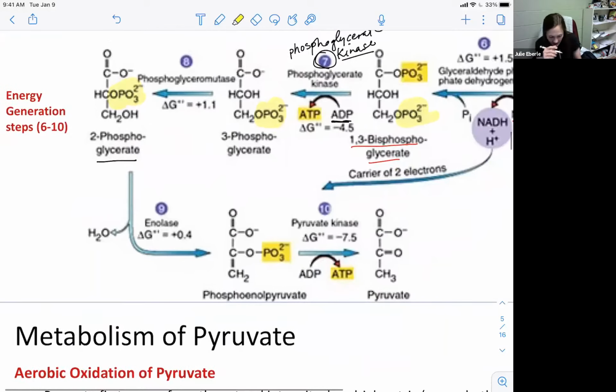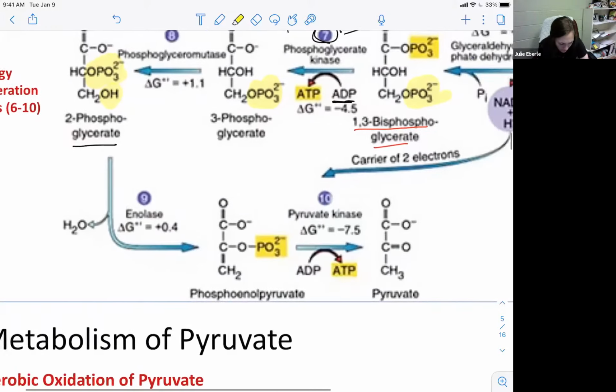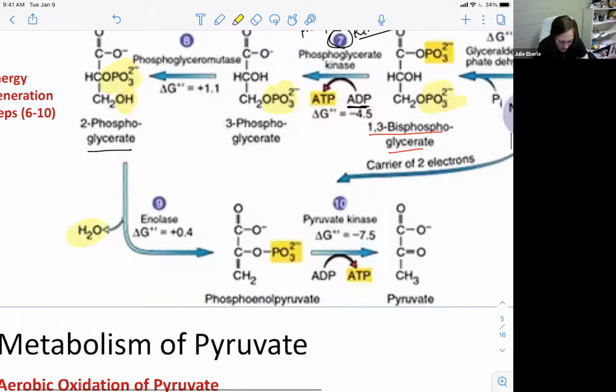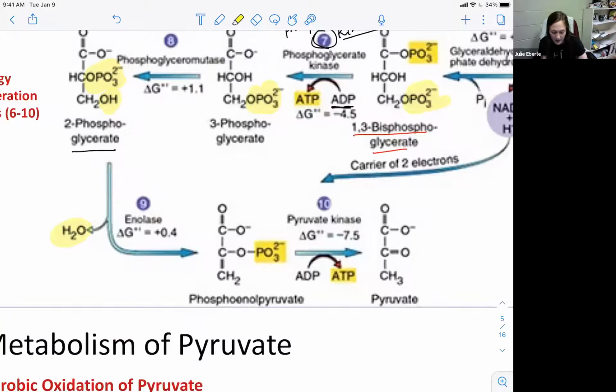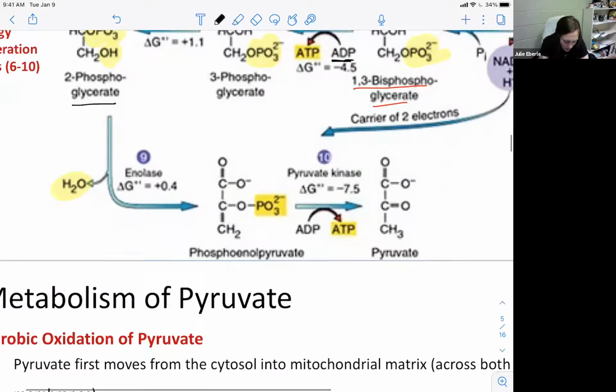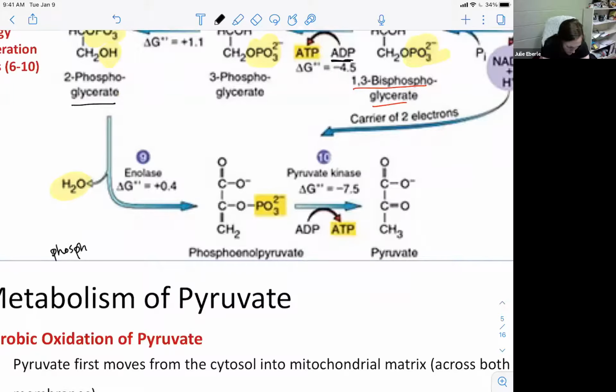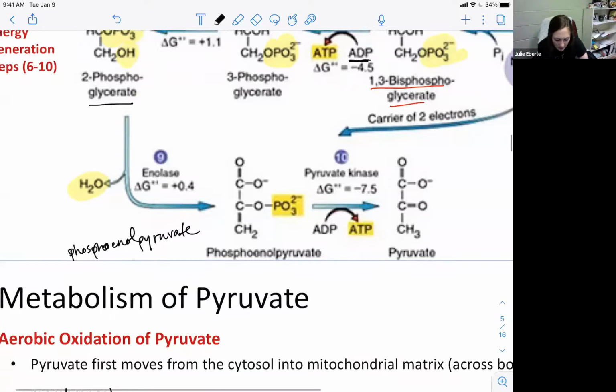Step 9, we lose a water molecule. So we cleave off a water molecule. Carbon 2 and 3 are involved. We're losing this OH group from carbon 3. We don't have that on this phosphoenolpyruvate down here. So we lose this water molecule, and now we have phosphoenolpyruvate. The last step is the conversion to pyruvate. So this molecule, phosphoenolpyruvate, is the next to last product, and that is converted to pyruvate.